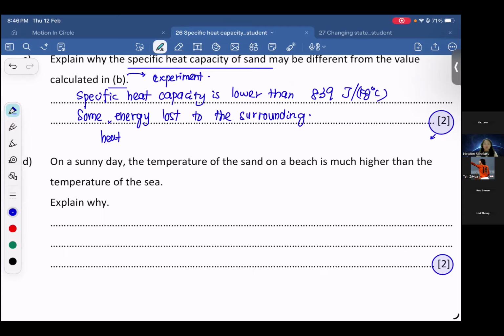Any of you can tell me why? Angeline, yes, come. Sand layer has a lower specific heat capacity. Yes! You need to talk about specific heat capacity.